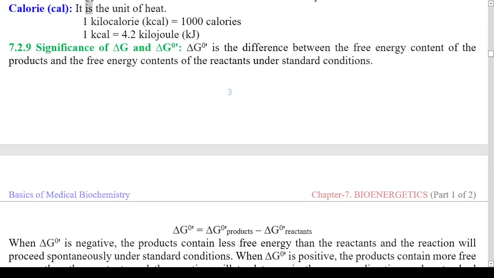Calorie, cal. It is the unit of heat. 1 kilocalorie, kcal, equals 1000 calories. 1 kilocalorie equals 4.2 kilojoule, kJ.